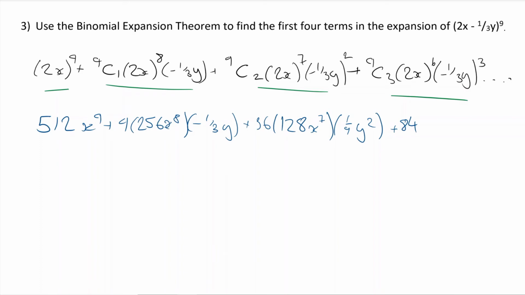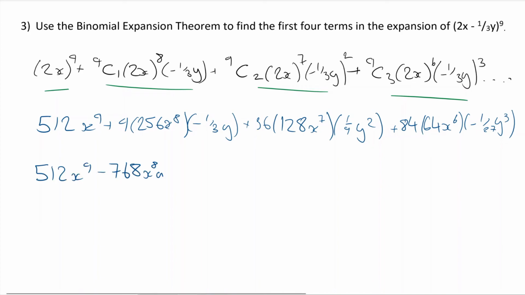And for the final term, we have 9c3, which is equal to 84, multiplied by 2x to the power 6, which gives us 64x to the power 6, multiplied by minus a third y all cubed, which gives us minus 1/27 y cubed. And now for the really lovely part, we just want to simplify this as fully as possible.